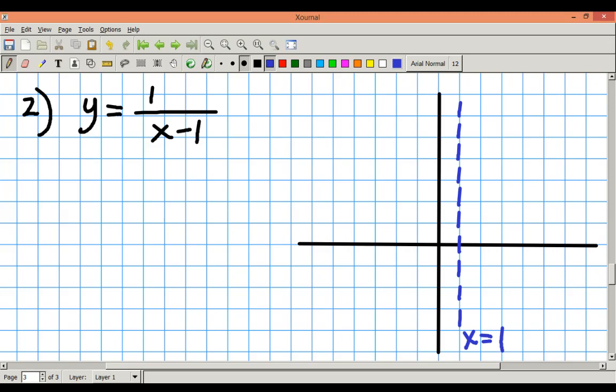Okay, now look at the degree of the top versus the degree of the bottom. That's going to help us find the horizontal asymptote. So the degree of the bottom is 1. The degree of the top is 0. There is no variable up there. And so the degree of the bottom is greater than the degree of the top. So that means the horizontal asymptote for this rational function is on the x-axis. So there's the horizontal asymptote, right on the x-axis.